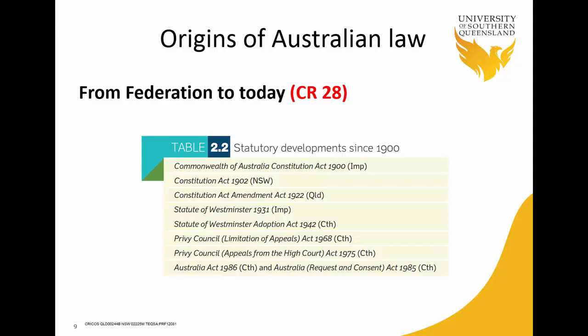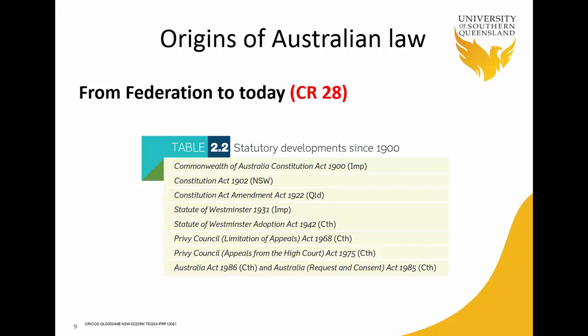If it comes to the federal law, then that's the end of it. But you could still appeal directly from a state Supreme Court to the Privy Council if it was a question of state law. That was taken away as well with the passing of the Australia Request and Consent Act of 1985 and the Australia Act of 1986.